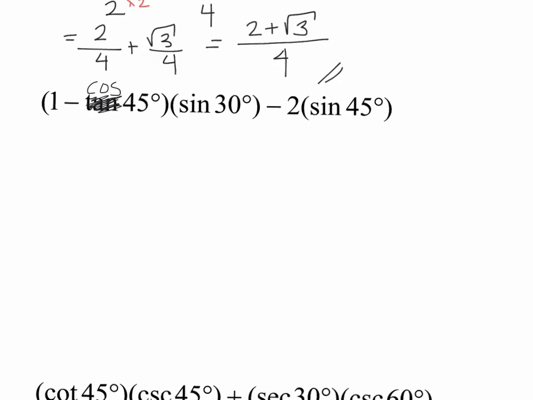So just like last time, any exact ratio we can fill in, we're going to fill in. So I'm going to start off with writing 1. So we've got 1 minus cos of 45 is just 1 over root 2. Use your table if you need to. Times the sine of 30 is 1 over 2. Minus 2 times the sine of 45. So that's another 1 over root 2.